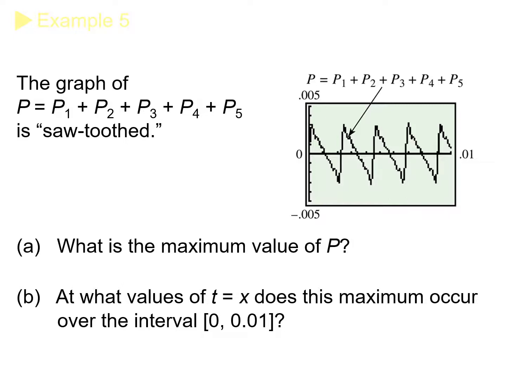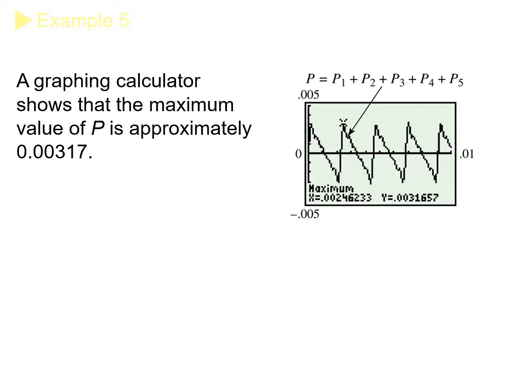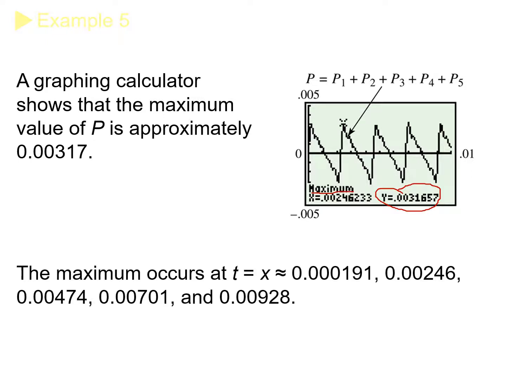What is the maximum value of P? Well, if you take a graphing calculator, it shows the maximum value of P is about 0.0317. We want the y value, and you can do a maximum on your calculator. So the maximum occurs at about 0.000191, 0.00246, etc. You can read these off your calculator.